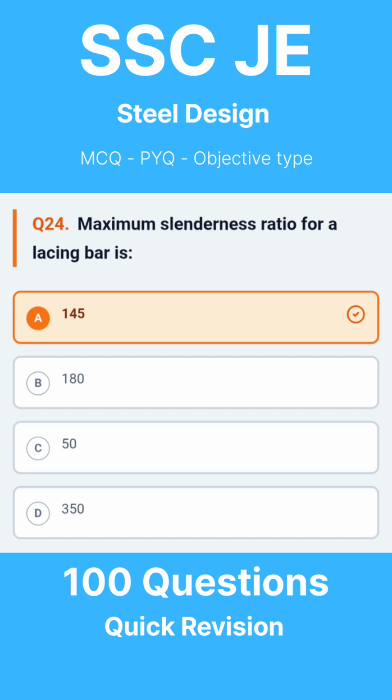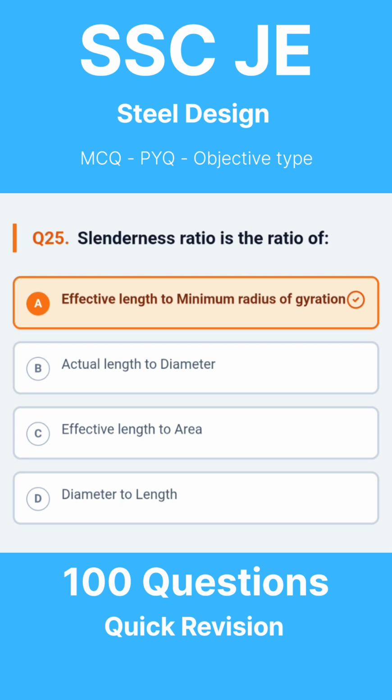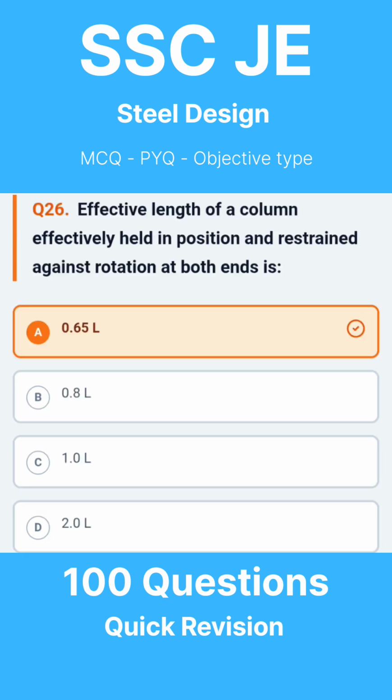Question 24. Maximum slenderness ratio for a lacing bar is. The correct answer is 145. Question 25. Slenderness ratio is the ratio of. The correct answer is effective length to minimum radius of gyration. Question 26. Effective length of a column effectively held in position and restrained against rotation at both ends is. The correct answer is 0.65 L.